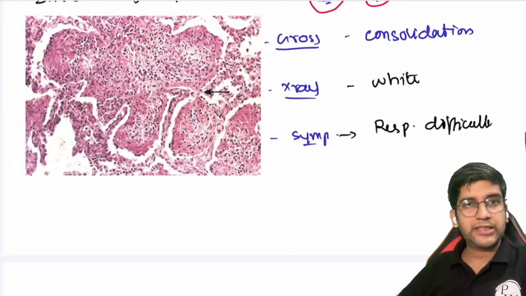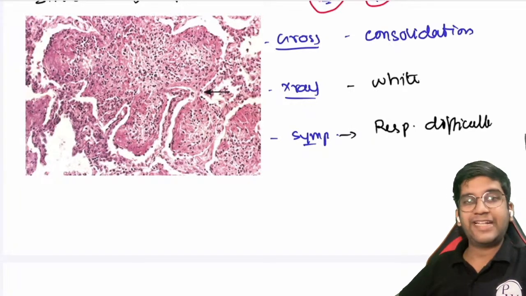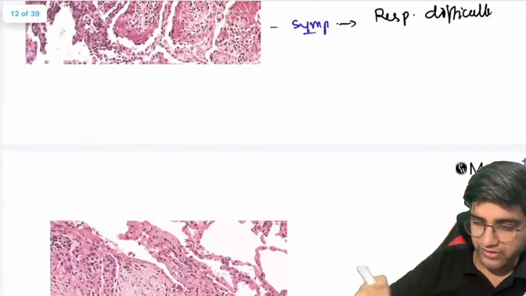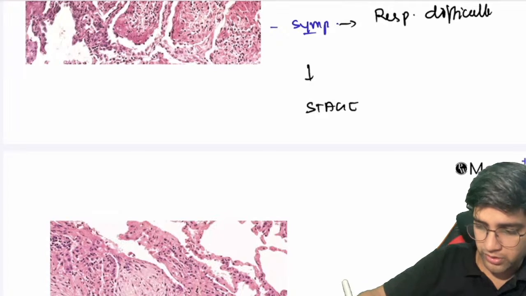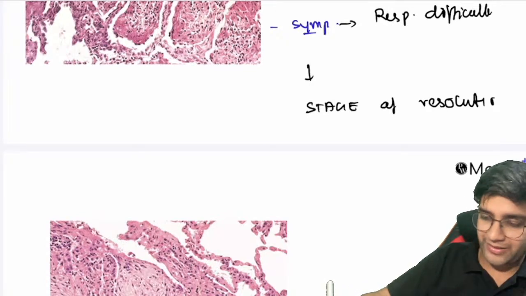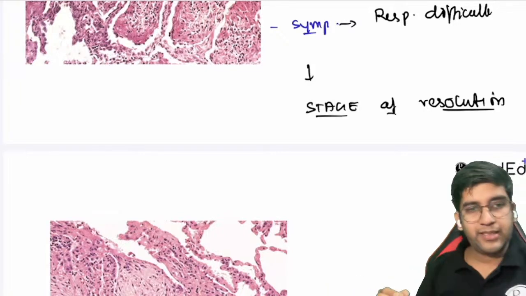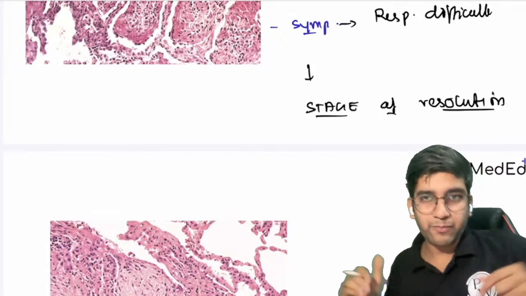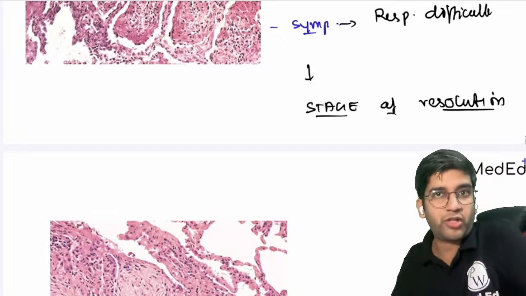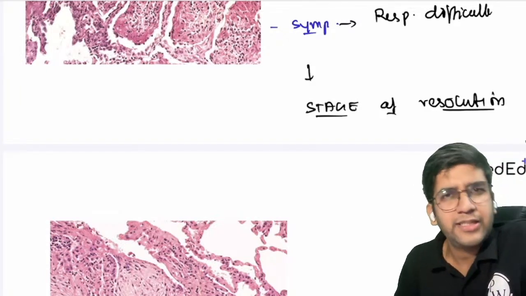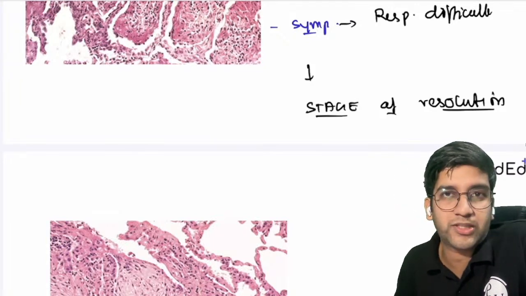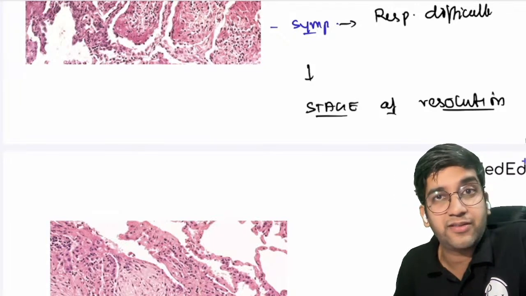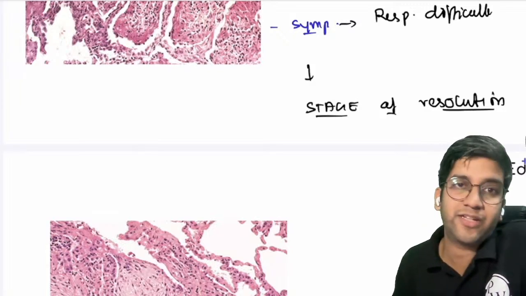Next stage is resolution, right? It will resolve. So after this, the next stage, I'm going to call the stage of resolution. I'm going to reduce inflammation, I'm going to resolve, I'm going to start healing. This is always by what mechanism? Wound healing always ends in what? It always ends in fibrosis. It also ends in fibrosis.